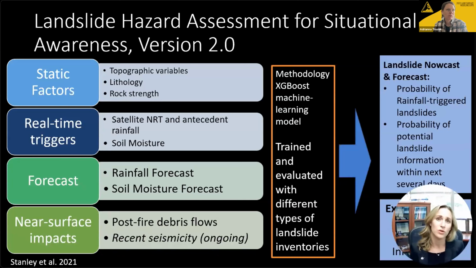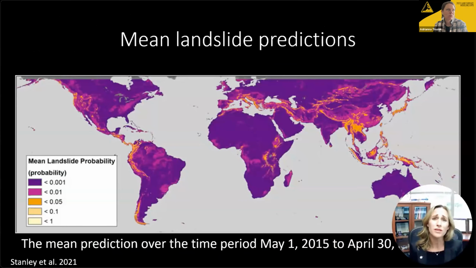And then we're also able to use it to develop an exposure model. Thomas Stanley developed the LASA version 2 with help from many colleagues, and Robert Emberson worked on the exposure modeling capabilities. This helps us to better understand where populations potentially are impacted, as well as critical infrastructure and roads. When you run this over time in the past, we can get a set of mean landslide predictions, really understanding the spatial variability of the relative probability of landslide hazard for rainfall triggered events.